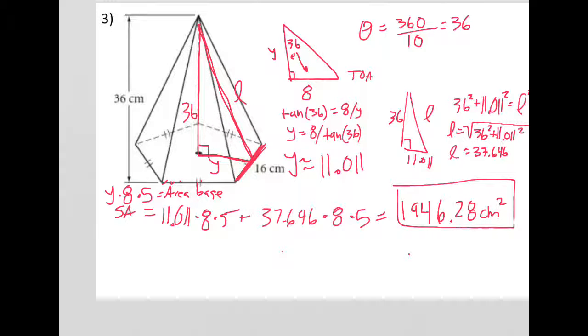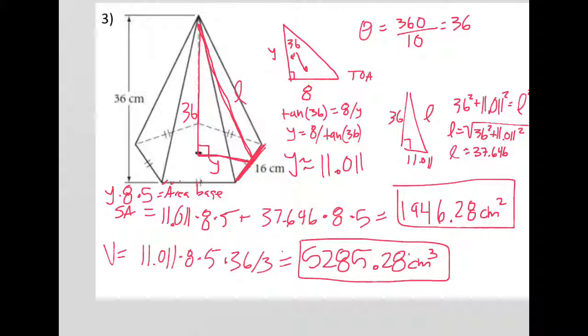So now we need to figure out the volume as well, which will be easy compared to what we just did. So the volume, again, of a pyramid is the area of the base, which we found is 11.011 times 8 times 5, times the height of the pyramid, which is 36, not the slant height, the actual height. And we need to divide that by 3. So I'm just going to write that as divided by 3 there at the end. So crunch that number, and you should find the volume. You should get 5,285.28, and again, centimeters cubed, because we were talking about volume.